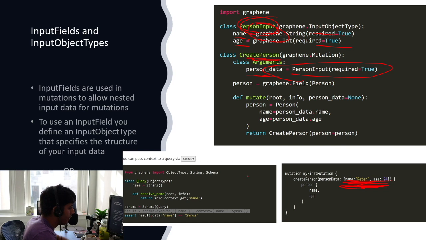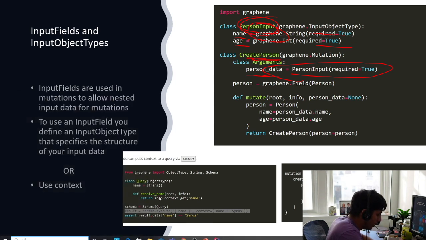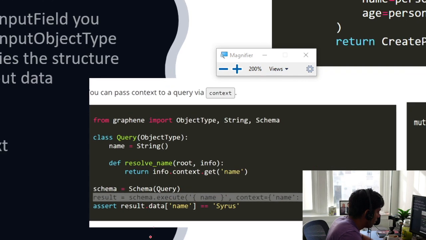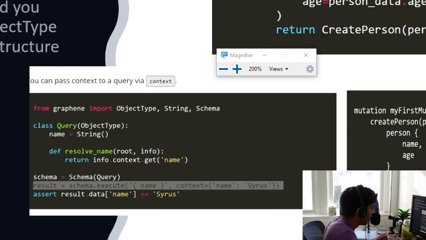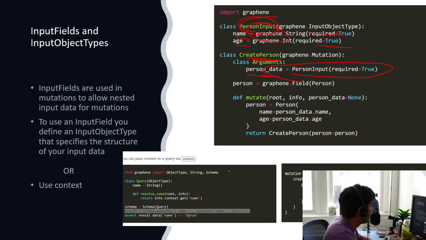Now what's next? If you don't want to do that, you could also pass this as a variable. So if you see the schema, let me move my webcam over there. Let me use a magnifier. If you see this now, schema.execute, name, and then context. You can do it that way if you want to pass attributes. But I wouldn't recommend this. I would say use the object type notation. It's pretty good. So that's about input fields and input object types in GraphQL or Graphene.